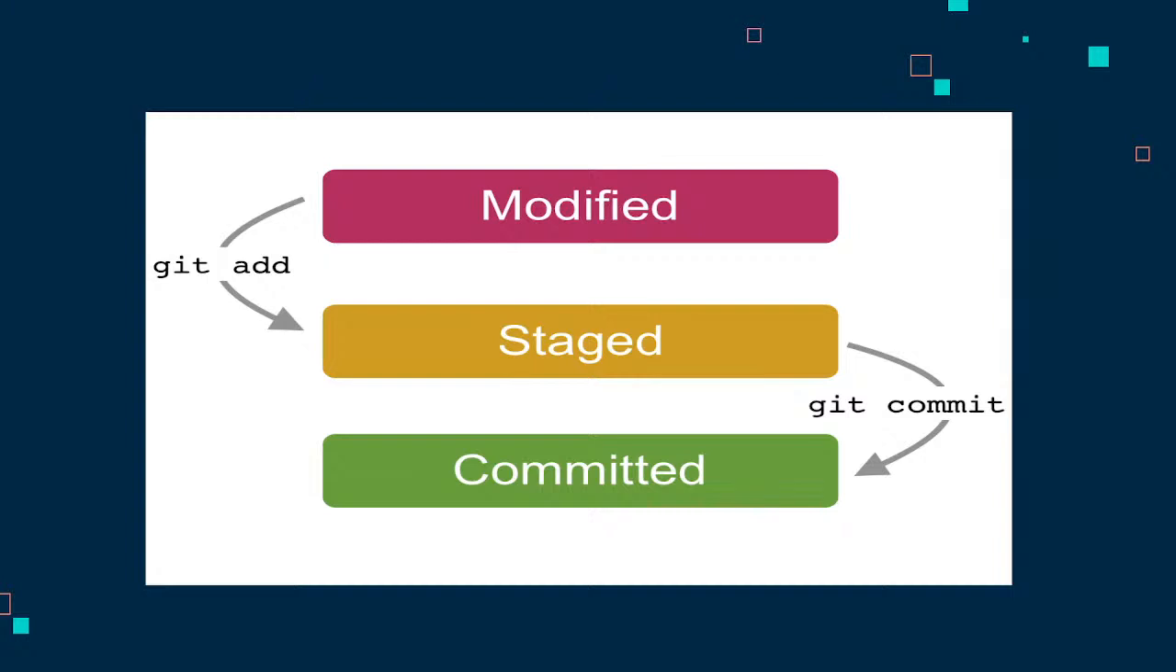What happens in the committed state? A file is in the committed state when all the changes made to the file have been saved in the local repository or folder. Files in the committed state are ready to be pushed from your local repo to the remote repo. The remote repo can be on GitHub or any other code storing platform.